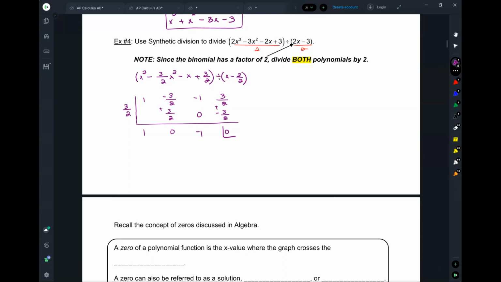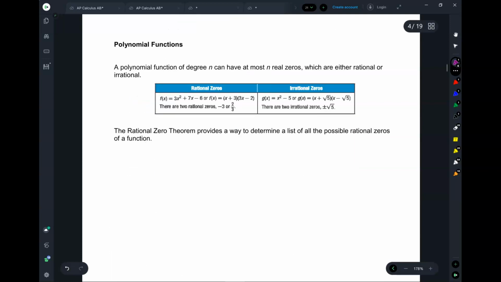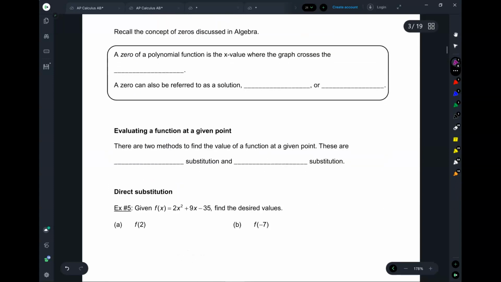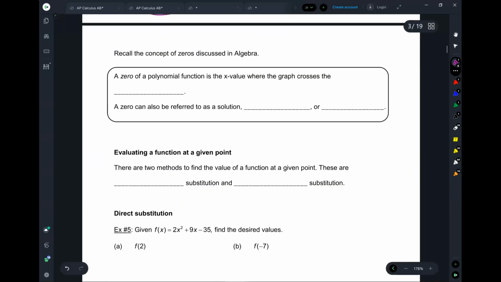What was the highest exponent before? Cubed. What is it now? Squared. So it's going to be 1x squared plus 0x, which we don't have to write, but I'm just writing it right now, minus 1. But what the heck is x squared plus 0x? That's not a thing. So this is just going to be x squared minus 1.